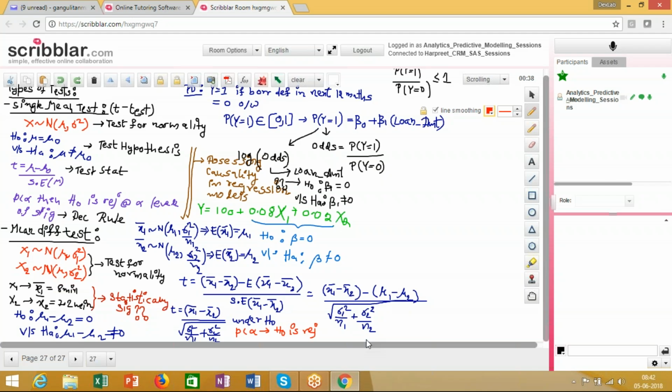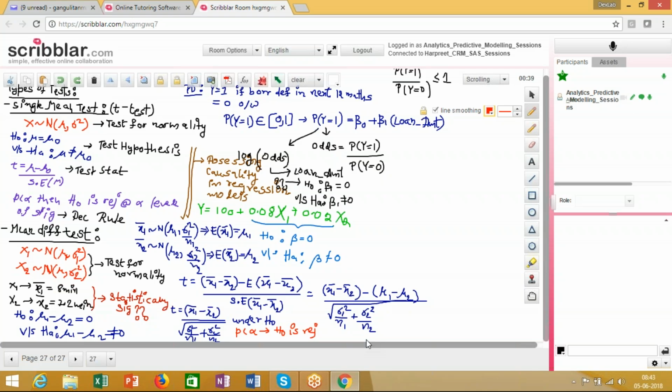Now, the next question that evolves from here is: what are the different types of mean difference tests? Over here we have worked under the assumption that the two samples are independent. So what are the different kinds of mean difference tests that can happen? What are the different ways of performing these mean difference tests? That is something that we need to talk about.